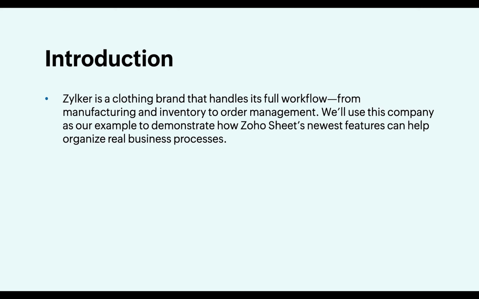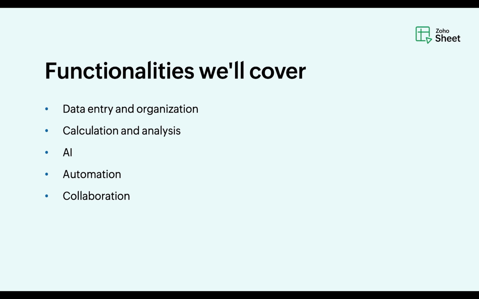And throughout this webinar, we'll be using Zilker as a fictional clothing brand in our example. It's just a simple use case to help you see how these features are in action and to show you how Zoho Sheet works with businesses across different functionalities. Here are the functionalities we'll cover. We'll start with data entry and organization, calculation and analysis, AI, automation, and collaboration.